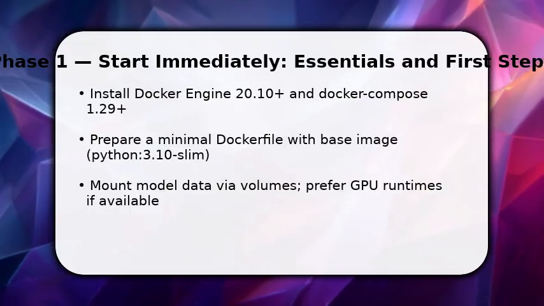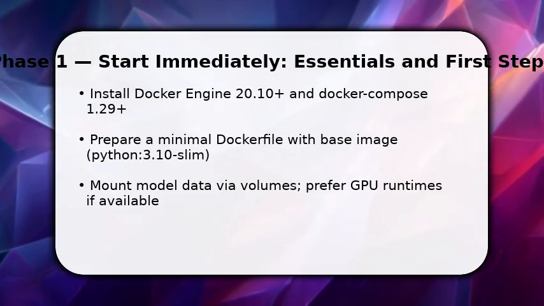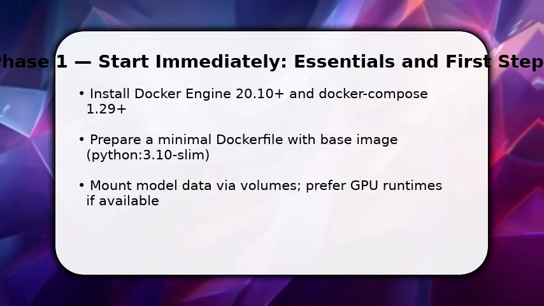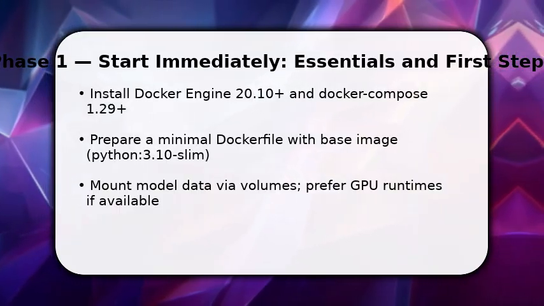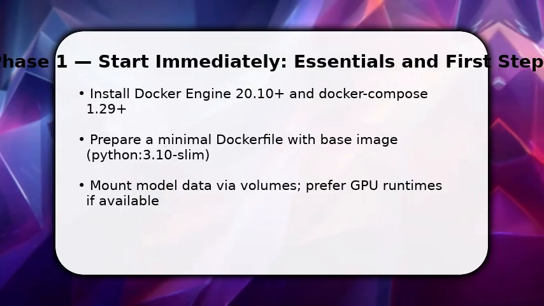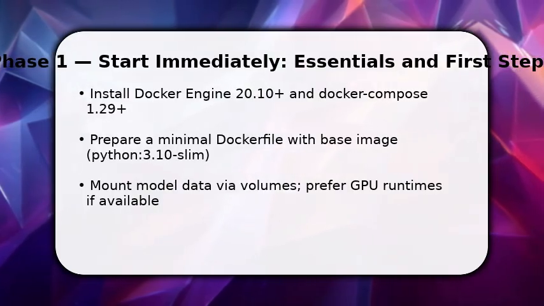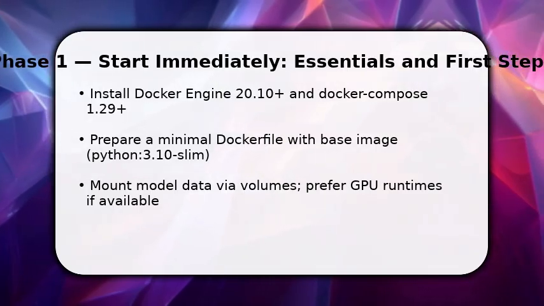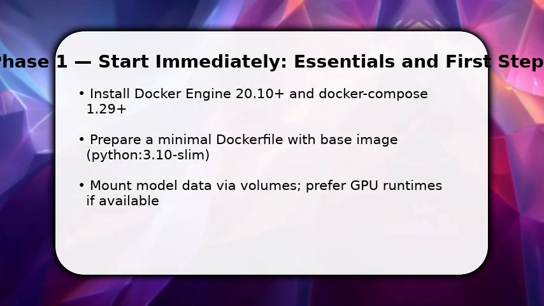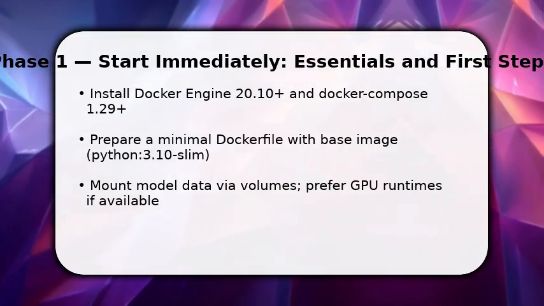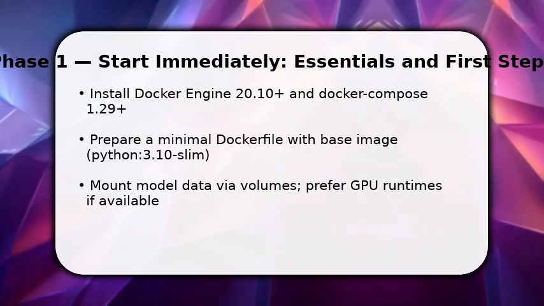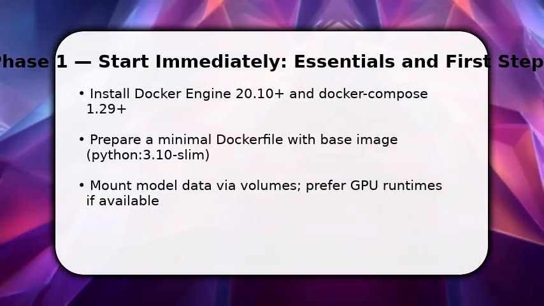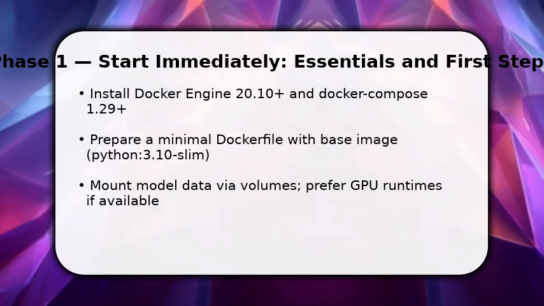You start by confirming Docker Engine and Docker Compose are installed, then choose a slim Python base to keep images small. Create a concise Dockerfile that installs only dependencies, copies code, and sets a clear entry point. This speeds builds and reduces attack surface. Once done, build the image with docker build -t mlapp:latest, and run a container with -v to mount datasets. Make sure to test the container locally before adding GPUs or orchestration.